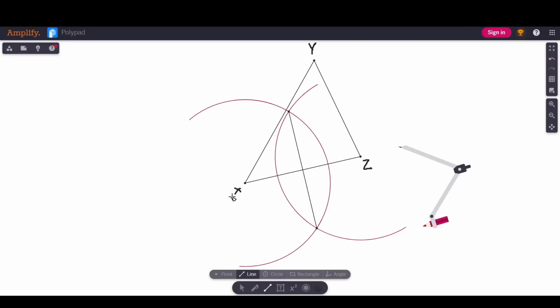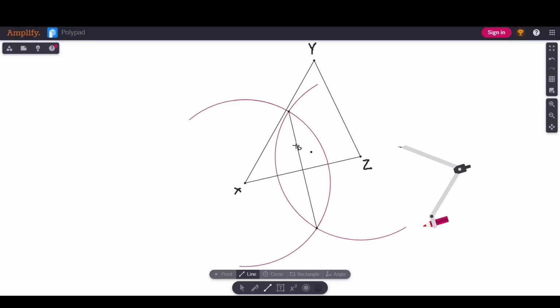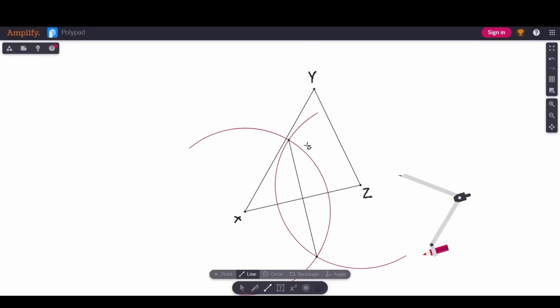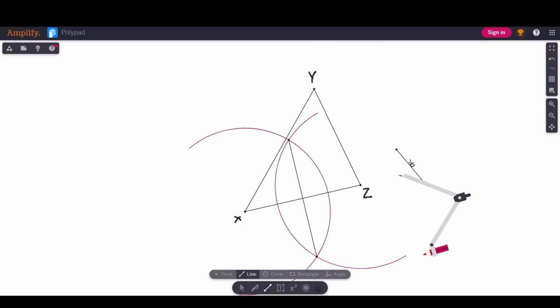Okay, so now you know that the distance between X and this intersection right here is the same as the distance between this intersection and Z. Remember that the circumcenter is going to be the point of intersection between all of these lines. So now we have to construct another one, and I'm going to do that on side YZ. You could do it on side XY, it doesn't really matter. I'm just going to do it on YZ.